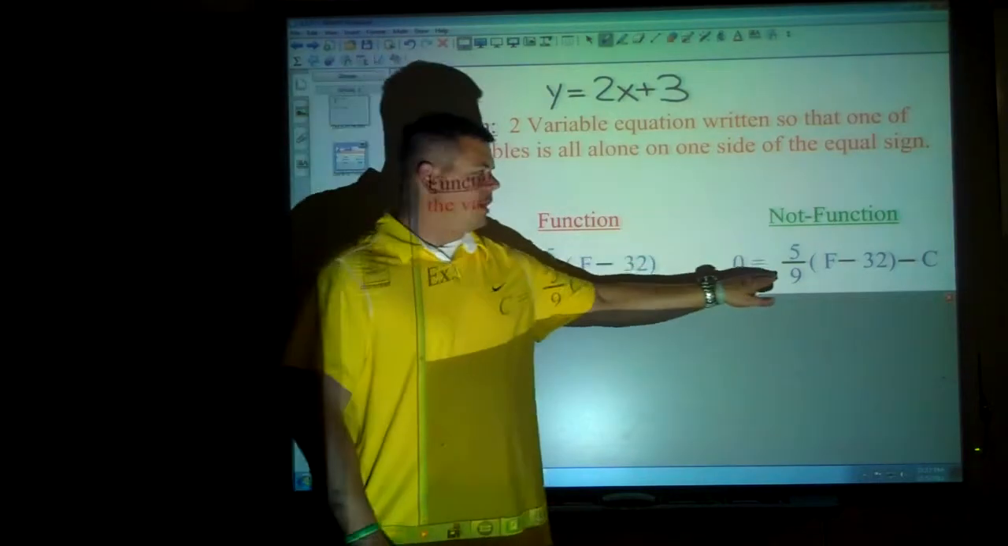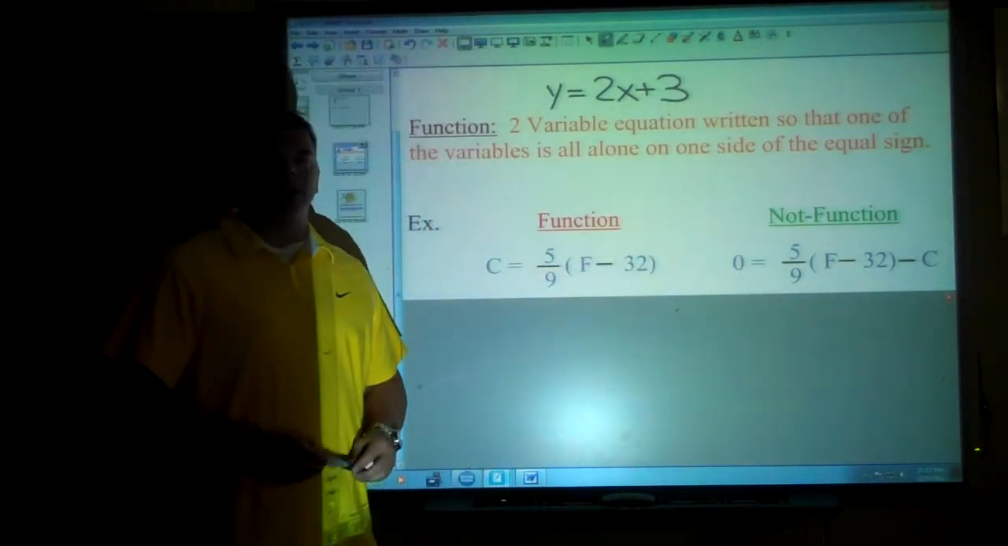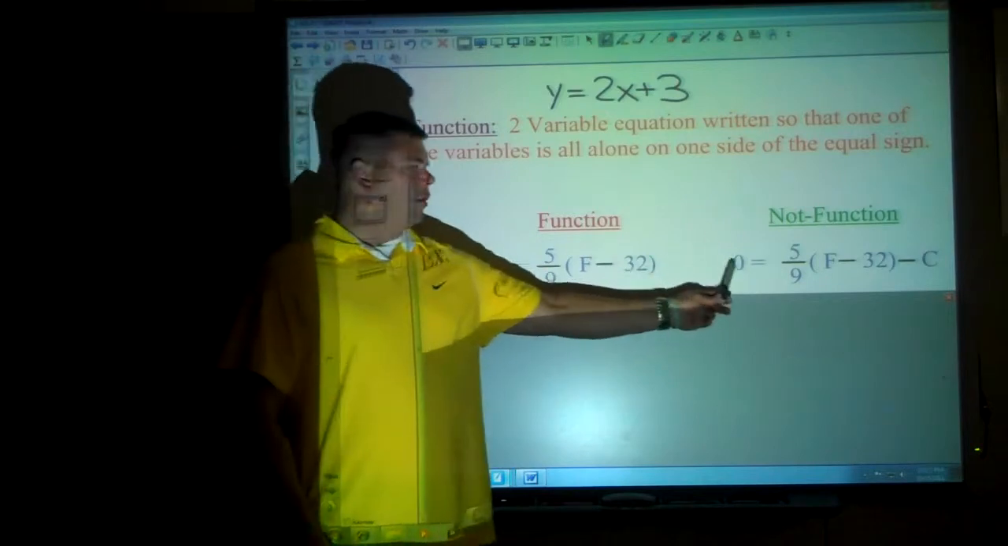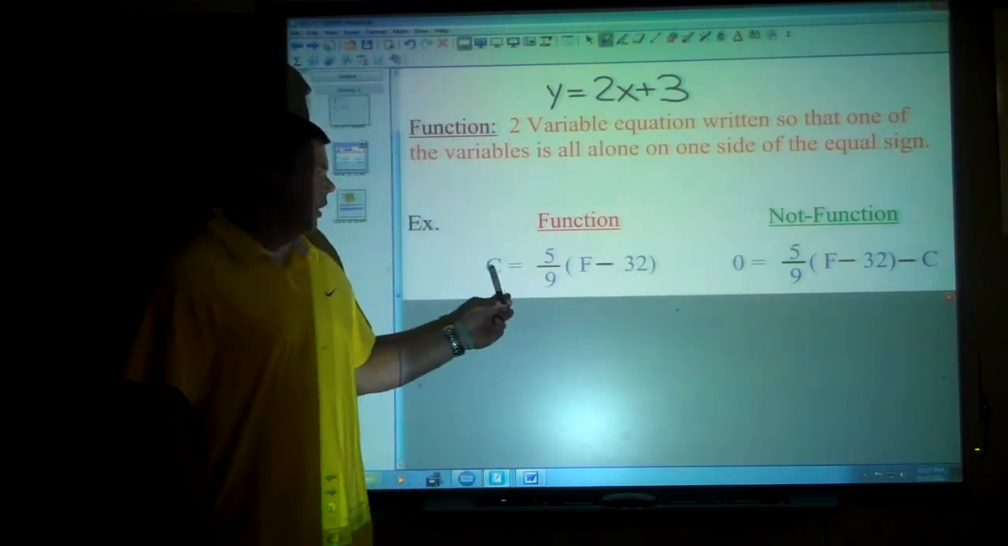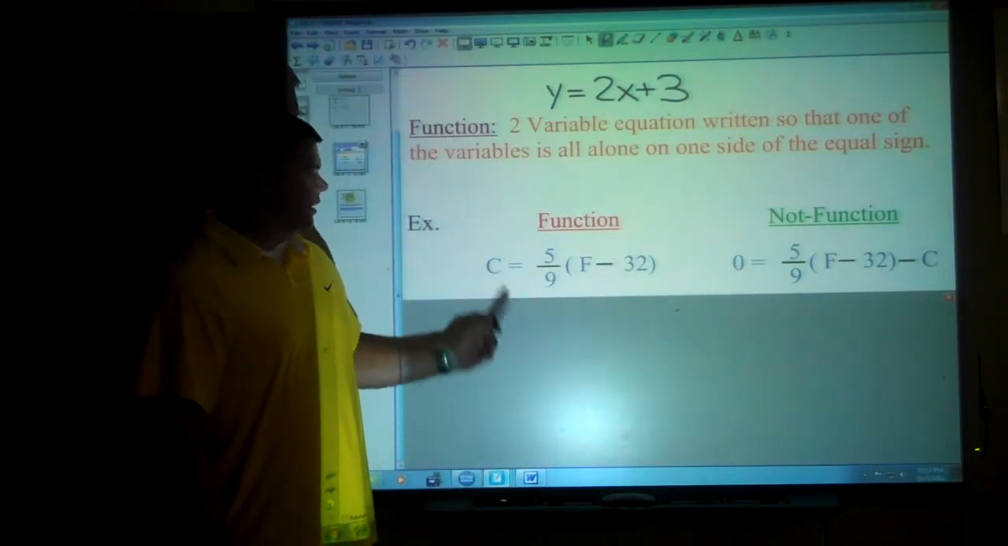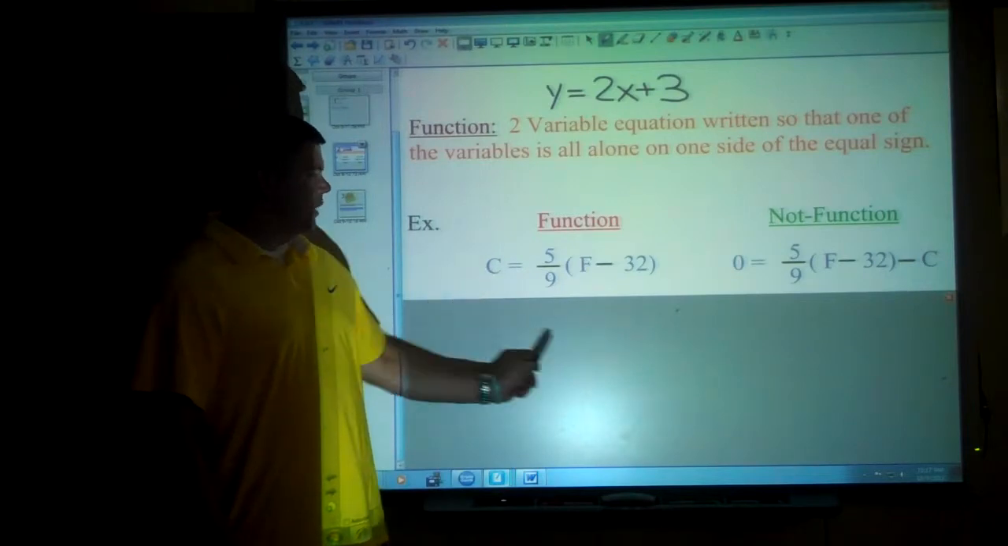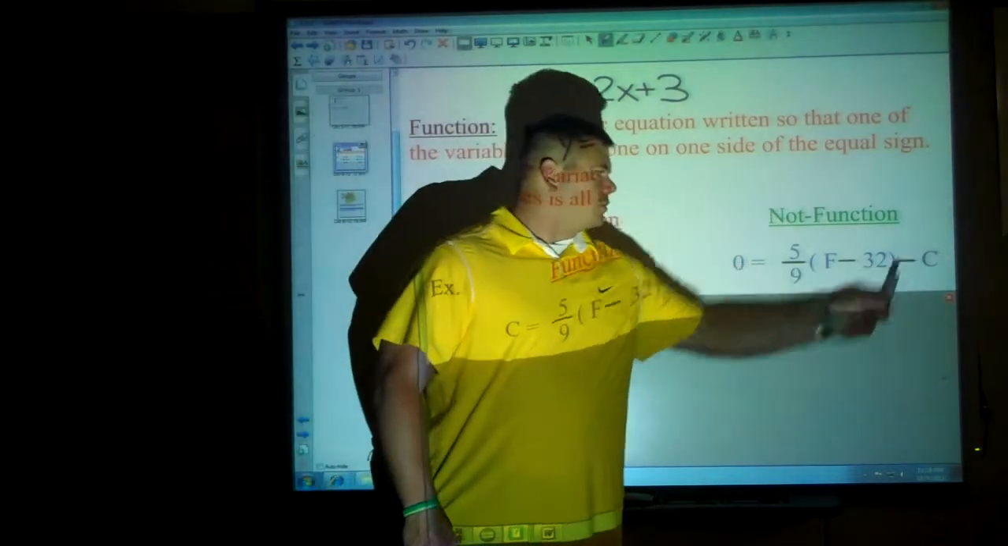This is the same formula, but I rewrote it so that it wasn't as a function. Notice that it's 0 all alone rather than a variable all by itself. The way I rewrote it is if you wanted to get rid of this c, you would subtract c from both sides. So there's the subtract c.